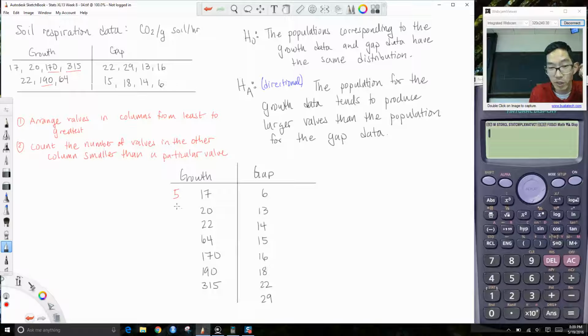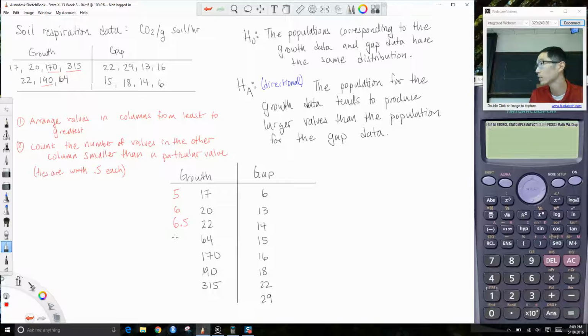Okay? And then I go to the 20 and I say, how many values over here are smaller than 20? I've got 6 values. At 22, I have 6 values that are smaller and 1 that's a tie. So ties are worth 0.5 each. So I have 6 values that are smaller, 1 that's tied, so I would have a 6.5. If I had 2 values of 22 in the gap column, they would each be worth half a point, and so I would write a 7 here.